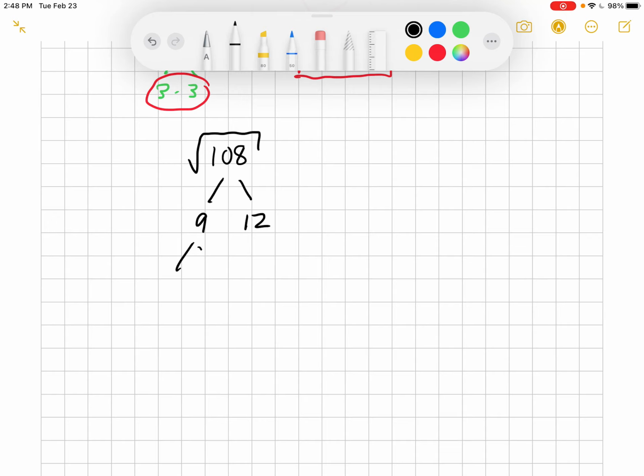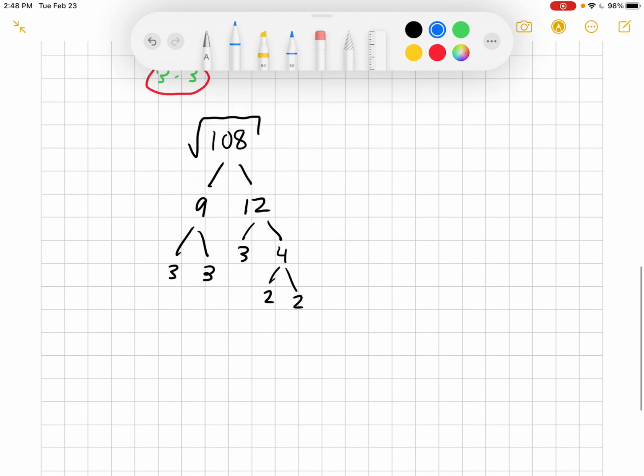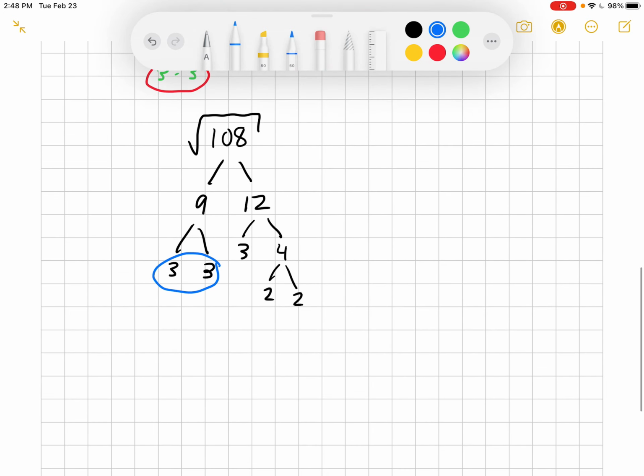Now each of these we can split up into more. We get 3 and 3, and 3 and 4, which can split up into 2 and 2. And once again, I'm going to notice that we've got a few pairs of numbers, so we could rewrite those as squareds. Now, something weird that I'm going to do here is you'll notice that we do have 3 threes, but we only have 1 pair of threes, meaning I'm going to rewrite this as 3 squared times 3 times 2 squared.